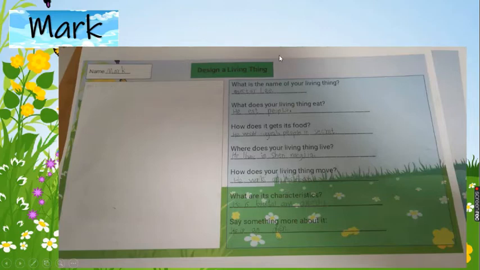Maybe. Because that's your own design of a living thing. So it eats people. It can walk, it can move, just like the characteristics of a living thing. And here are more things you'd like to say about it. So Mark, if you do have a picture or drawing of this monster, please send it to me.